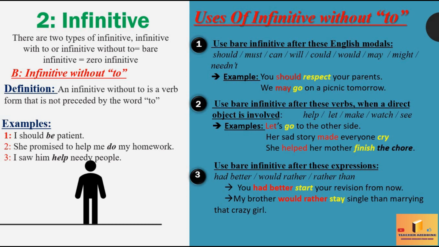Number 2. Use bare infinitive after these verbs when a direct object is involved. Remember these 5 verbs: help, let, make, watch, see. Examples: let's go to the other side. Her sad story made everyone cry. She helped her mother finish the chore.